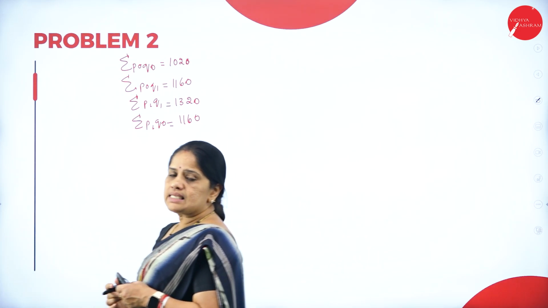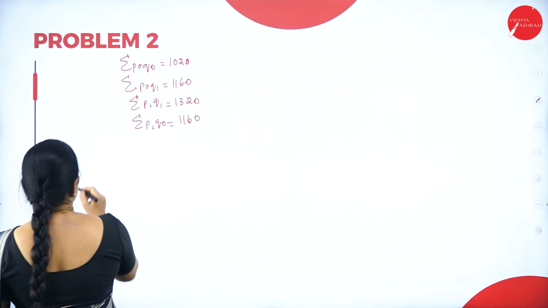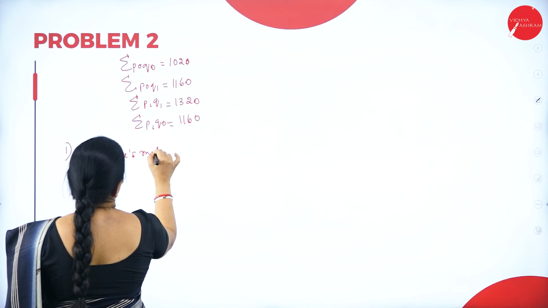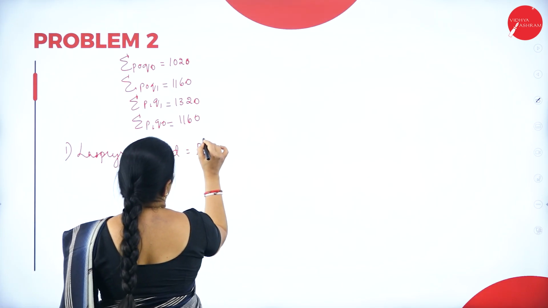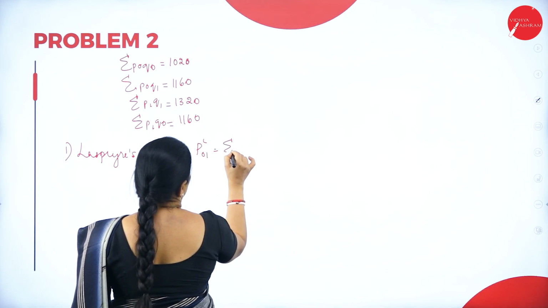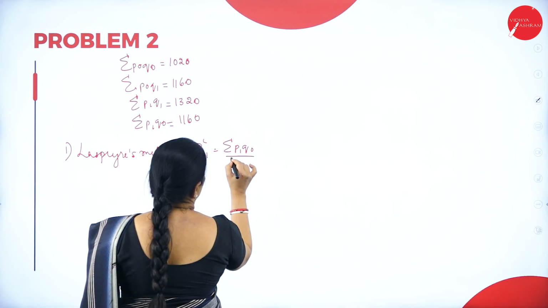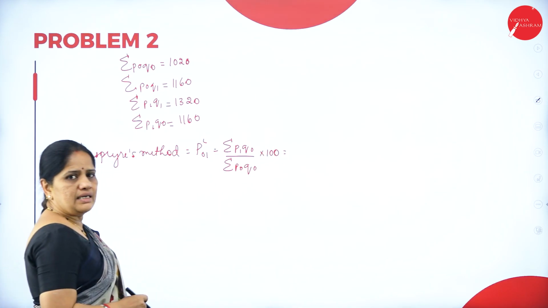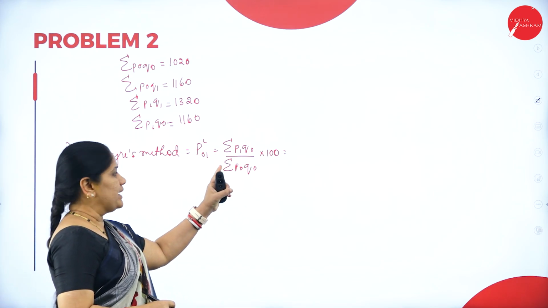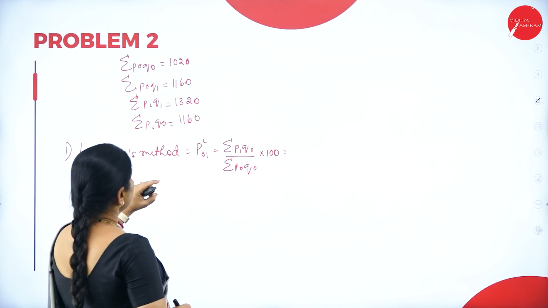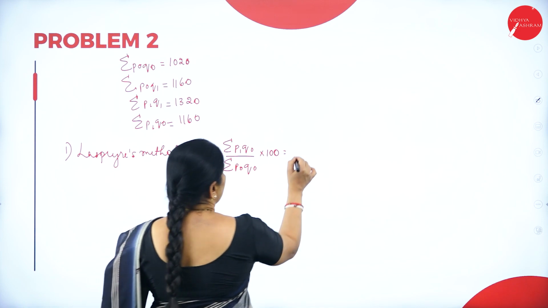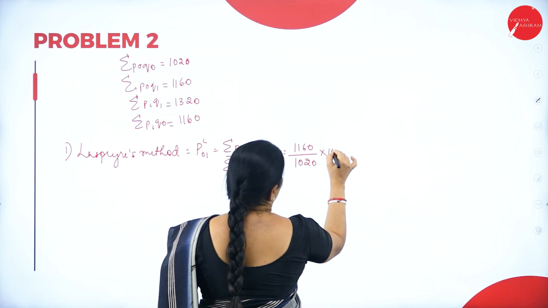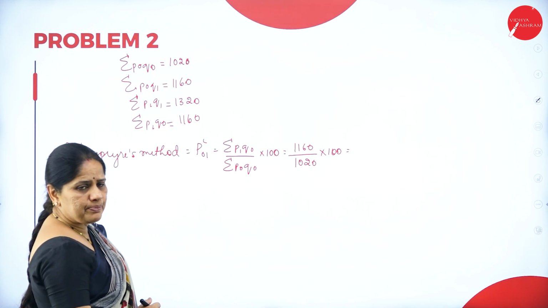Now we will calculate the index number with Laspeyres' method. So the first one is Laspeyres' method. Under Laspeyres' method, we have the formula sigma P1Q0 by sigma P0Q0 into 100. What is P1Q0? It is 1160. What is P0Q0? 1020, into 100. When we simplify this, we get the Laspeyres' price index.